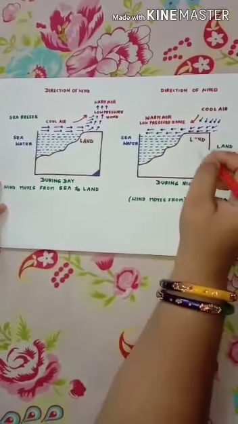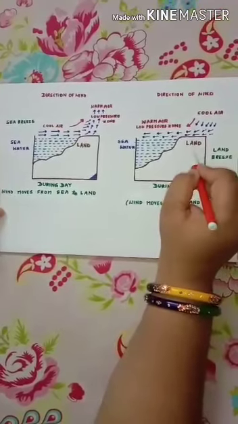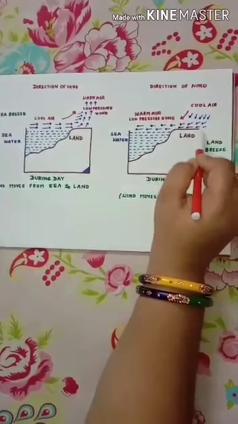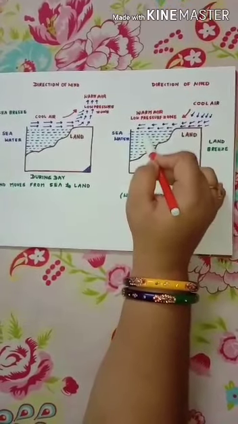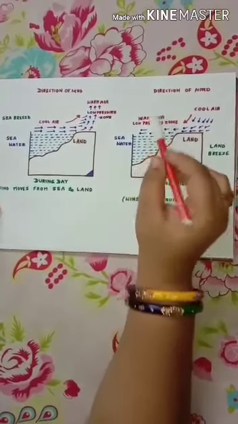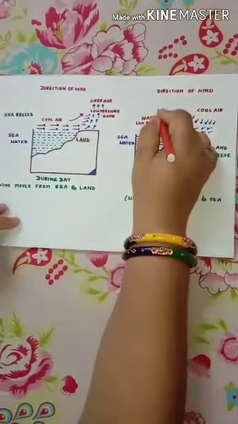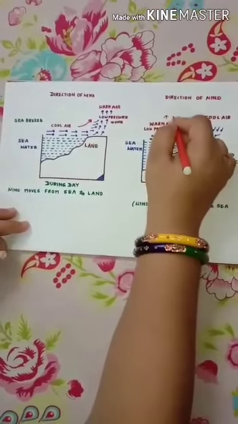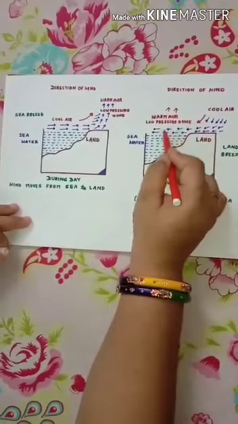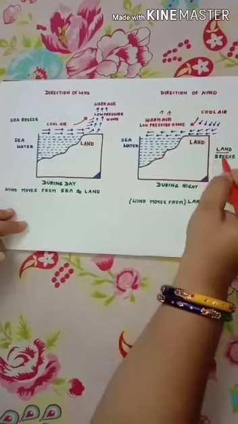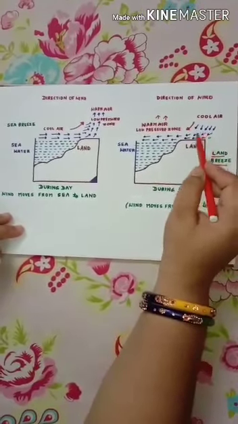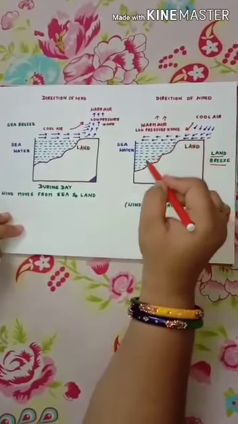And during the night time, as I told you earlier, land gets cooled faster than the water, so here the land gets cooled, whereas sea water is still hot, so warm air from this sea water rises up. Warm air rises up, so a low pressure zone is created here, so cool air from the land rushes to fill the gap and land breeze is formed. So what is the direction of land breeze? It is from land to sea and it occurs during the night.